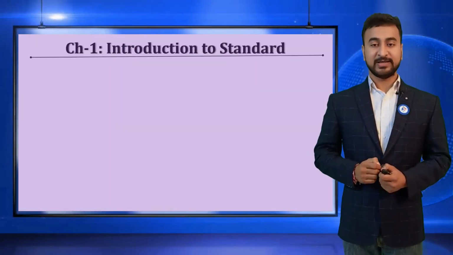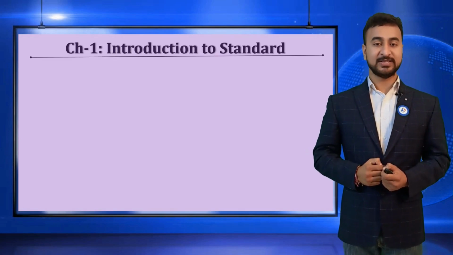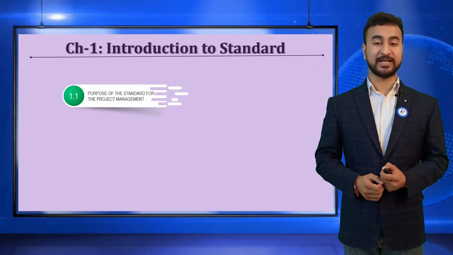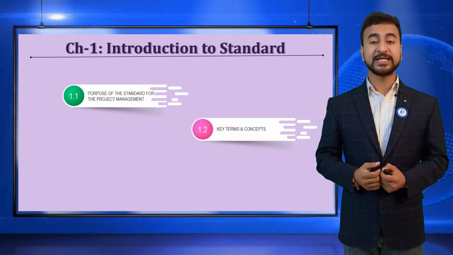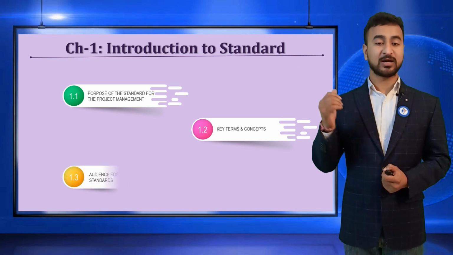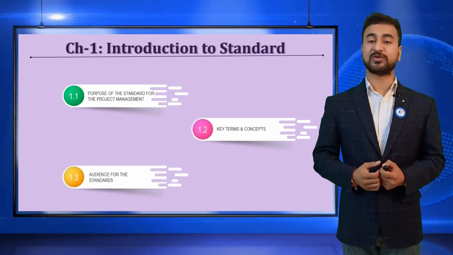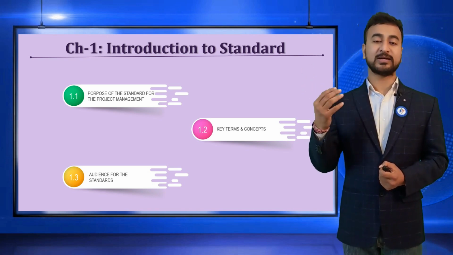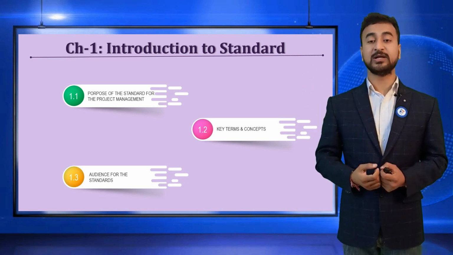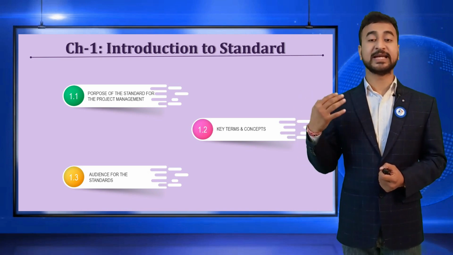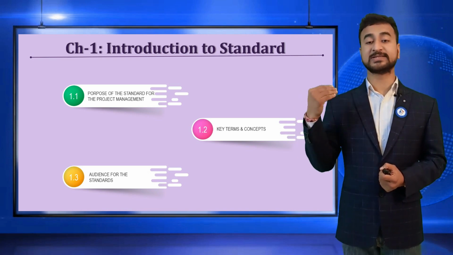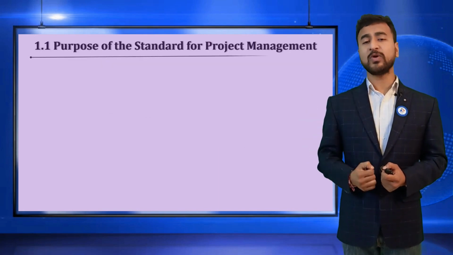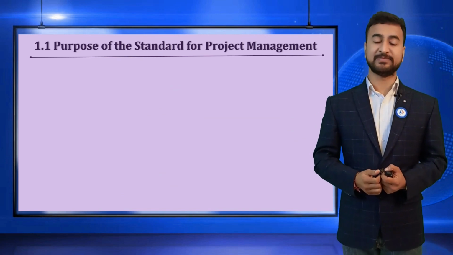What is Agile? So this chapter 1, that is Introduction of the Standards, has 3 sections. First would be the purpose for the project management standard. Second would be the key terms and the concept. And the third would be the audience, who are the audience for this standard. In the purpose, we are discussing how it is relevant for the standard. In the key terms and concept, we are discussing in detail the vocabulary, standard terms and the concept, and the audience. Let's begin. So what is the purpose for the project management standard?